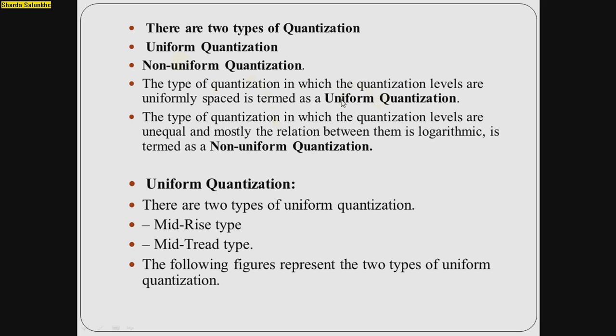In uniform quantization, the step size remains fixed; the quantization levels are uniformly spaced. So we call it uniform quantization. But in the case of non-uniform quantization, the step size changes; the quantization levels are unequal and mostly the relation between them is logarithmic. We call it non-uniform quantization. Uniform quantization has two types, mid-rise type and mid-tread type quantization.